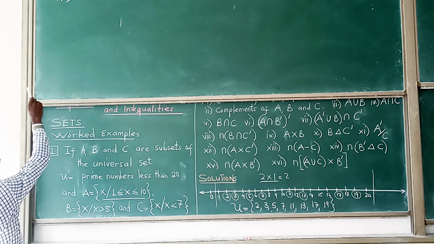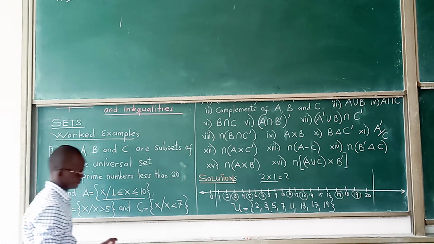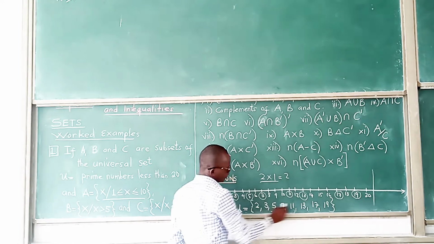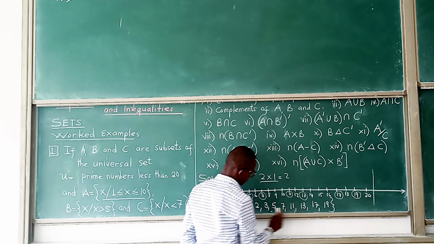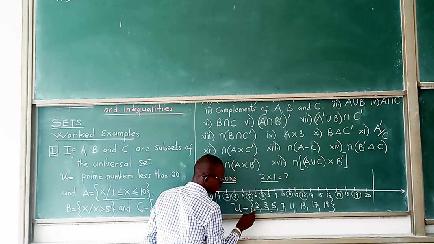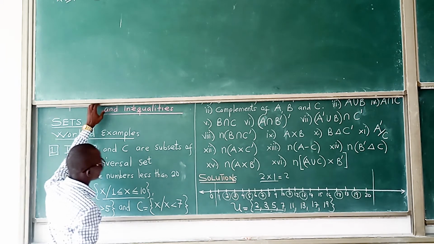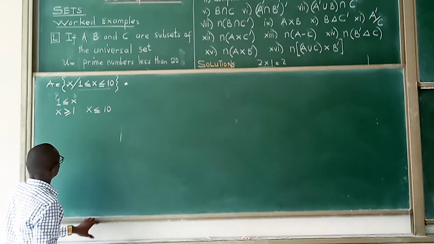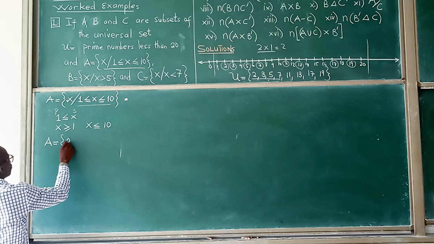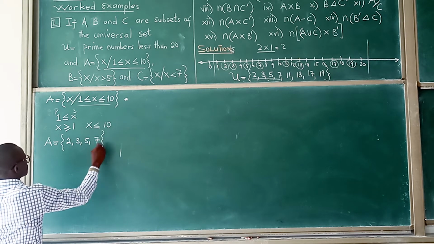The first one says x is greater than or equal to 1. The second one says x should be less than or equal to 10. So x is greater than 1, but it should also be less than 10. Let's look now: 2, 3, 5, 7, they are all greater than 1, and all of these numbers are also less than 10. So therefore, we say that set A is equal to the elements 2, 3, 5, and 7.